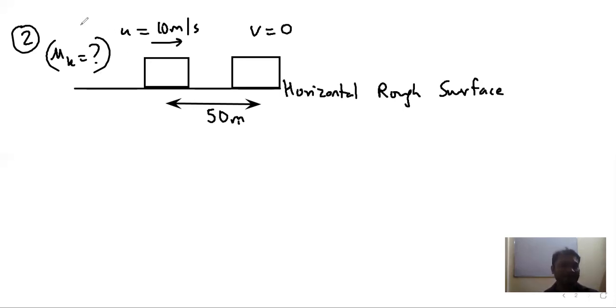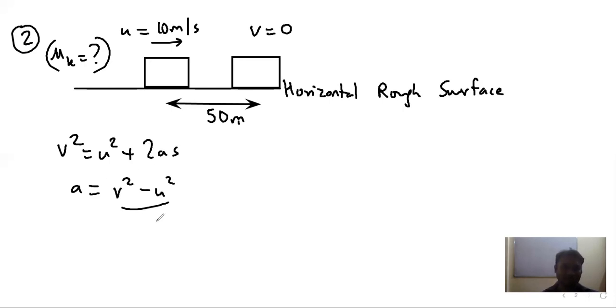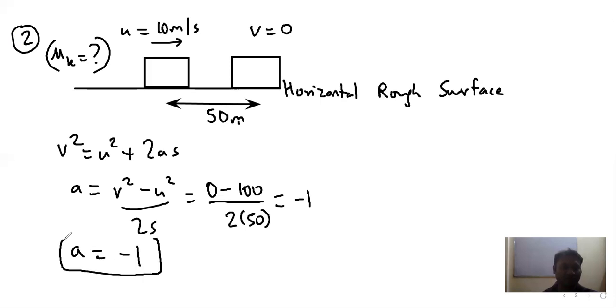So how will we calculate? Let us first use the kinematic equation: v square is u square plus 2as. So acceleration comes out to be v square minus u square upon 2s. So v square is 0, minus u square is 100 because 10 square is 100, upon 2 into 50. So acceleration in this case comes out to be -1, which is actually the retardation. Now, this retardation would be due to the friction force, which acts in the backward direction.